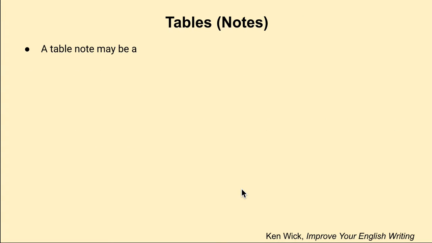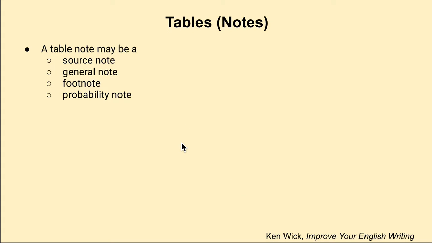What about table notes? Well, there are 4 different types of notes in a table. There's a source note. There's what's called a general note. There's a footnote, and there's probability notes. So you may not have all 4 of these. You're not always going to have all 4. These are the 4 possible different types.